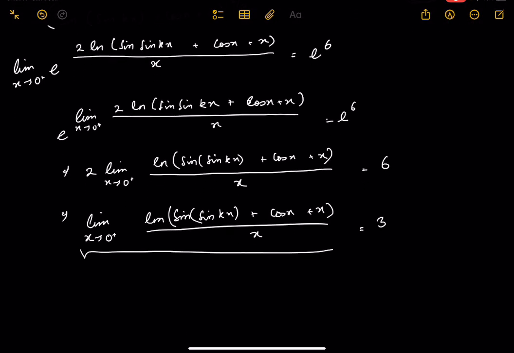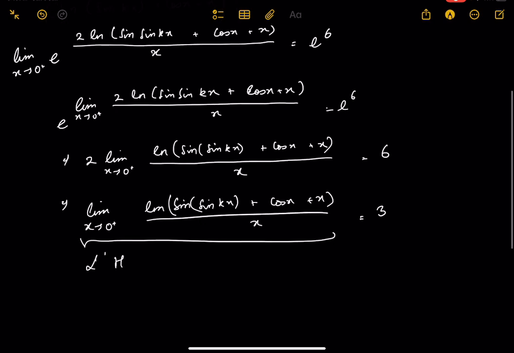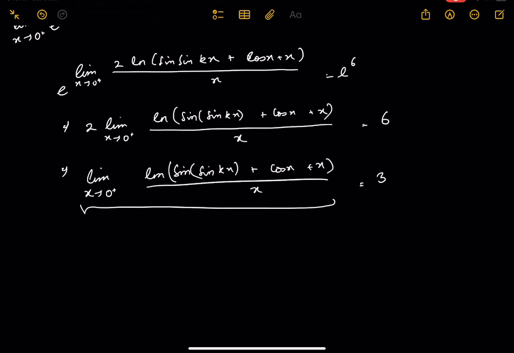Now on this side we'll just apply L'Hopital's rule, which states that this limit should be equal to the limit of the derivatives of the numerator and denominator. So differentiating the numerator, d by dx of ln of this whole thing will become 1 upon this whole thing, sin kx + cos x + x, into the derivative of this inner thing.